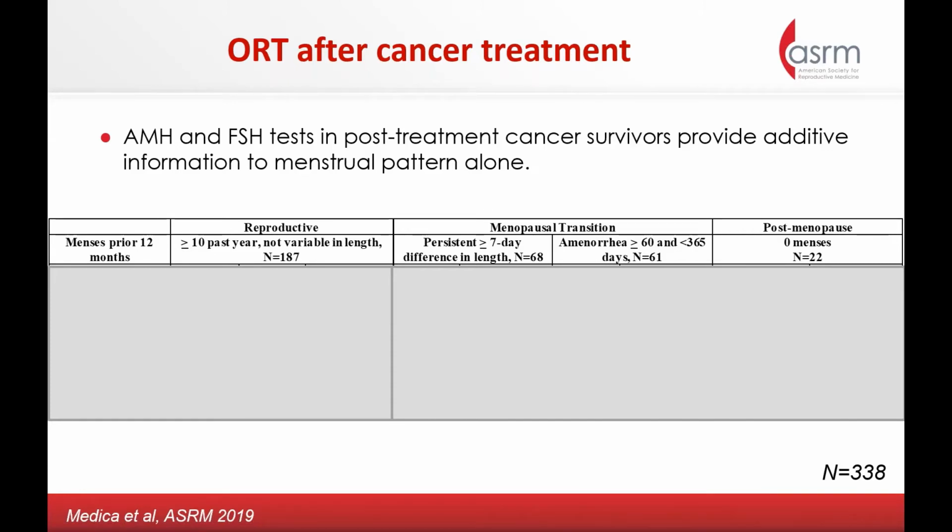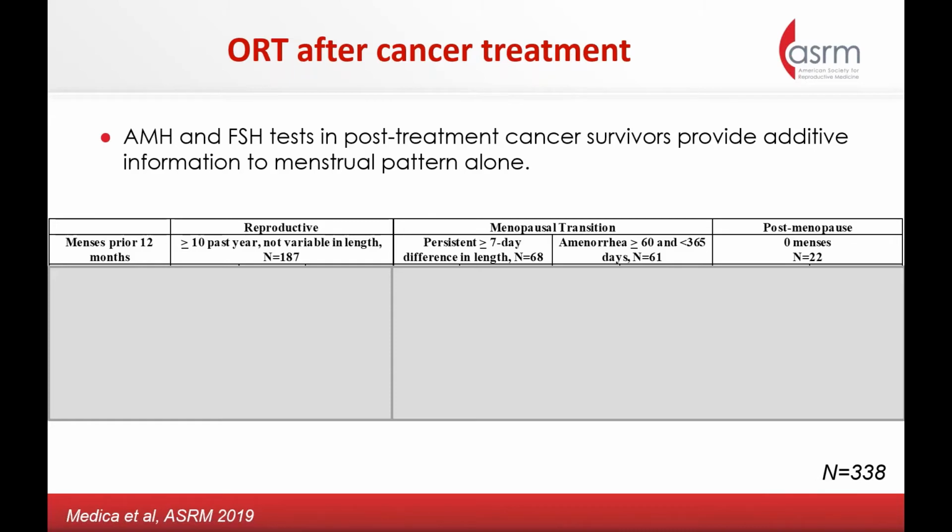And so this is a cohort of approximately 340 young adult cancer survivors. So they were between ages 18 and 39 now, and they were diagnosed with cancer between ages 15 and 35. So AYA aged, reproductive age survivors of AYA cancers. And we found that AMH and FSH tests in post-treatment cancer survivors provided additive information to menstrual pattern alone.